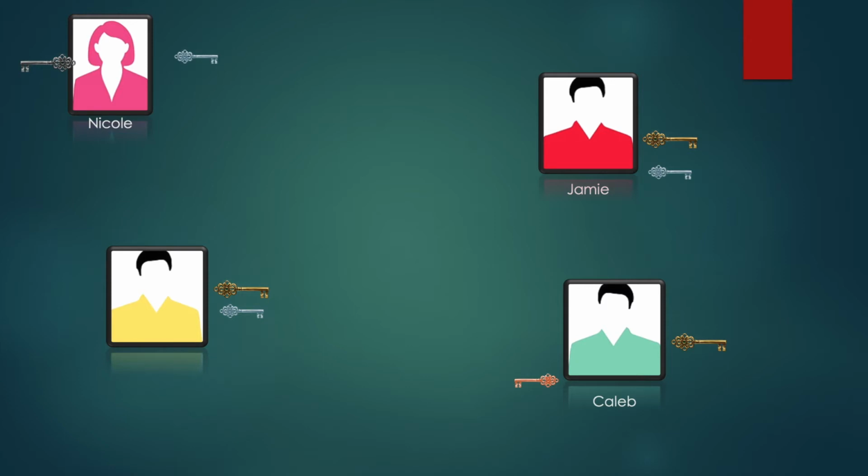Caleb has a public key, which is Nicole's public key, and he has a private key, which is his own private key. Now that private key is used to encrypt data, and he's the only one that's able to encrypt data in that way, but everybody can decrypt it.